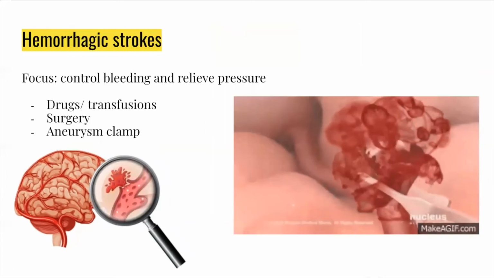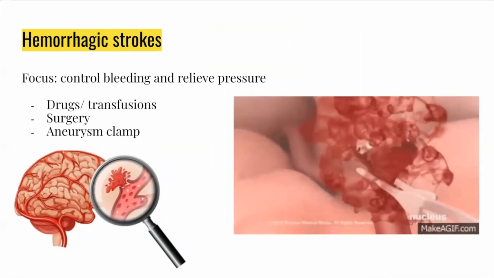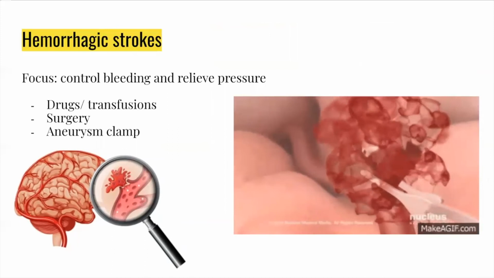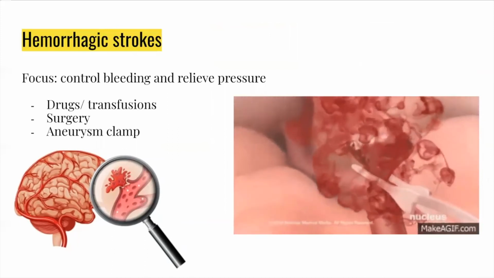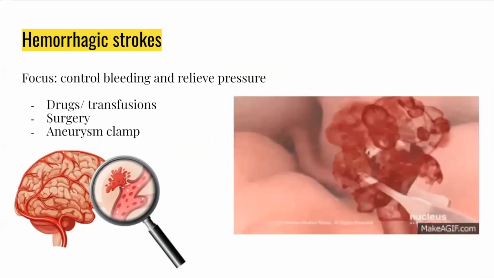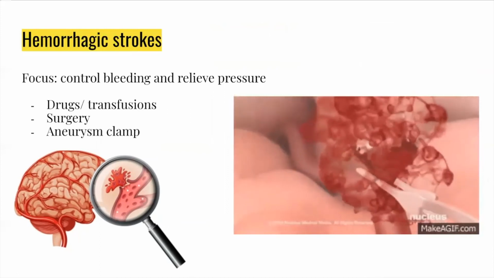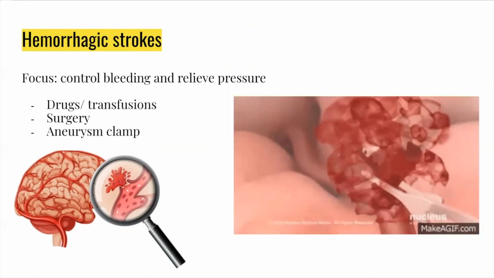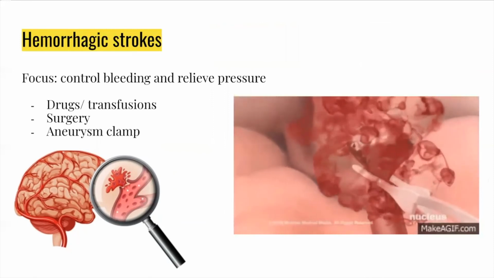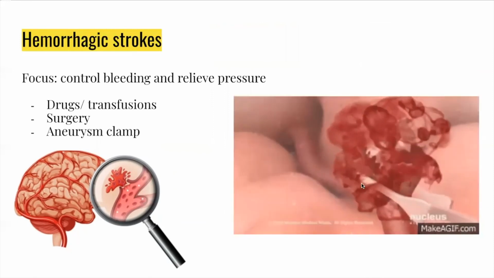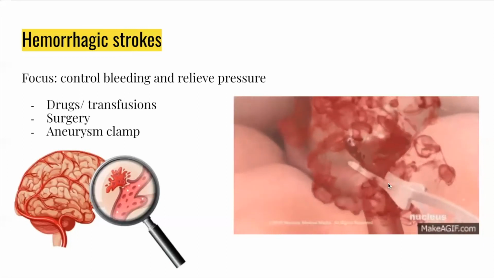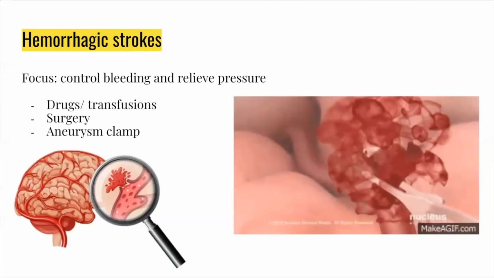On the other hand, treatment for hemorrhagic strokes focuses on controlling bleeding and relieving pressure in the brain. In a hospital, patients must be given drugs or transfusions to decrease the pressure in the brain. If the area of bleeding is large, surgery is then performed to remove the blood, relieve pressure on the brain, and repair damage done to the blood vessels. Patients can have a clamp placed at the base of the aneurysm, seen here, to stop blood flow to it, which prevents the aneurysm from bursting and keeps it from bleeding again.